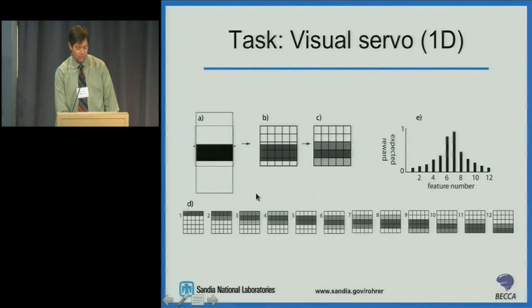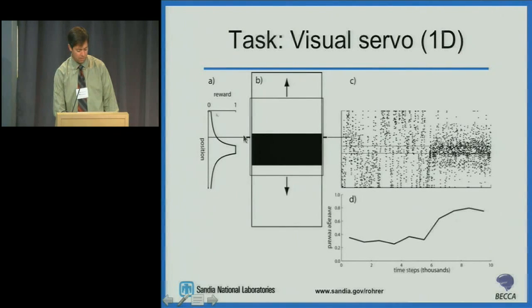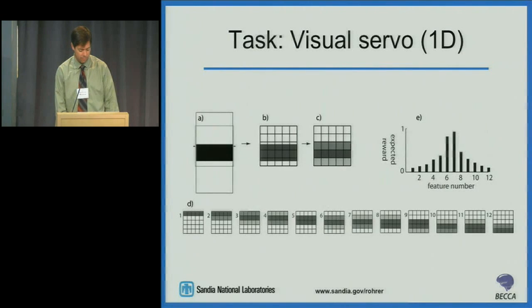Here's an example of the features that are created in this task. You can see that they look like a black bar at various positions within the field of view, and there's 12 of them. This is a representation of the reward map. It shows the reward that's associated typically with each of these features, and you can see the ones where the bar is essentially in the middle are rewarded most highly. This plot looks a whole lot like this plot, showing that it learned the reward map pretty accurately and that the features it's using are useful in accomplishing this task.